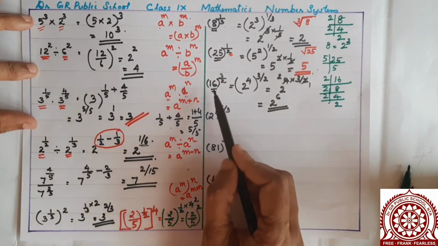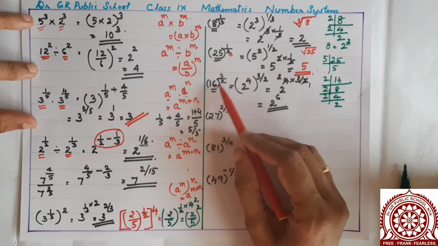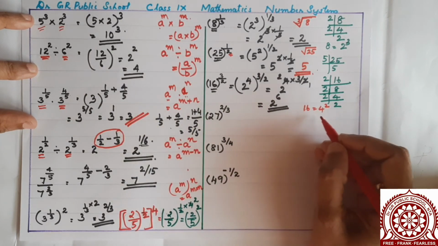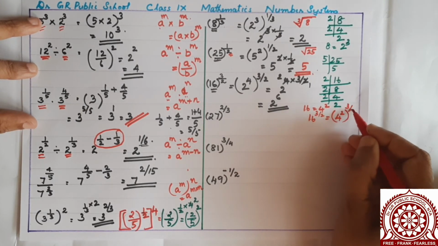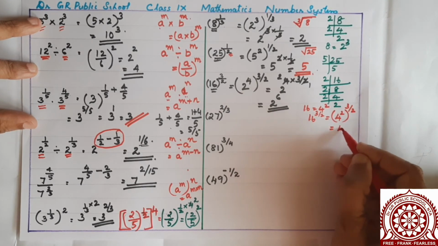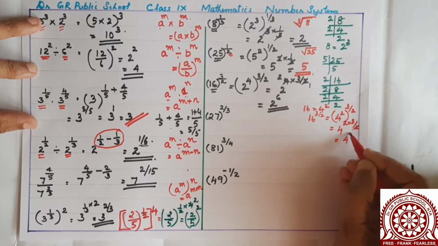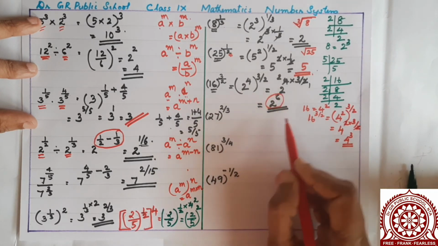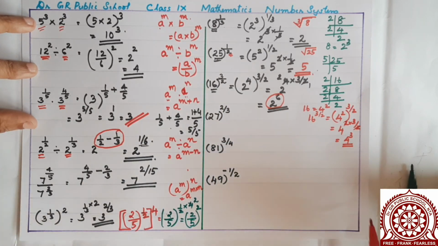Okay. Or this one we can do in another way also. 16 you know it is 4 square. Isn't it? 16 can be written as 4 square. That also you can apply here. So, 16 raised to 3 by 2 can be written as 4 square the whole raised to 3 by 2. It is 4 raised to 2 into 3 by 2. 2 cancel, 4 raised to 3. When you find out 4 raised to 3 and 2 raised to 6, you will get same answer. Both are correct. Okay children, both the methods you can apply.